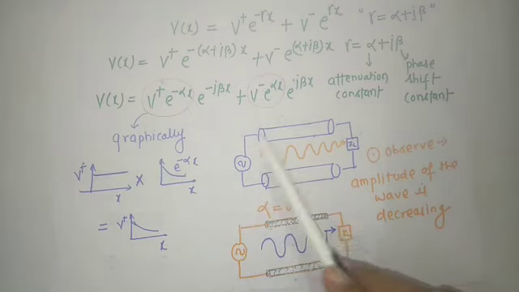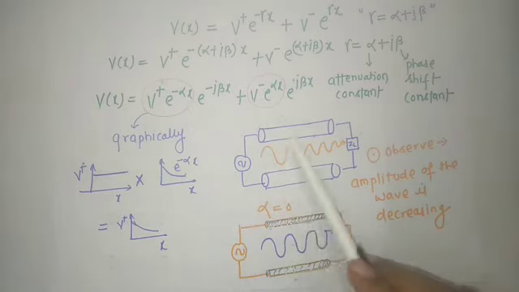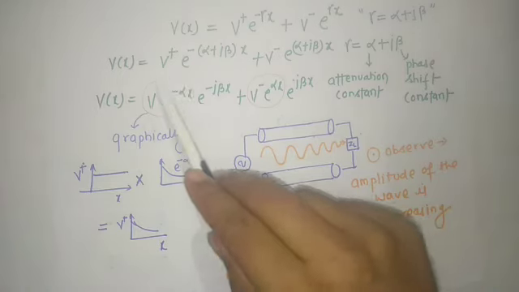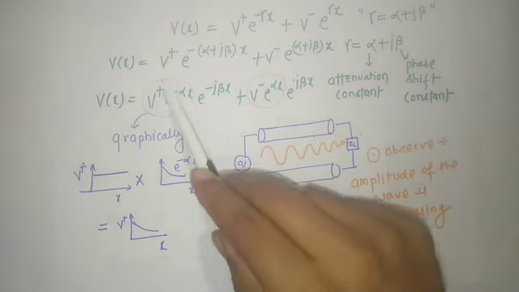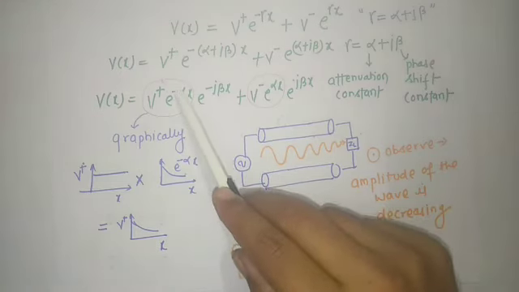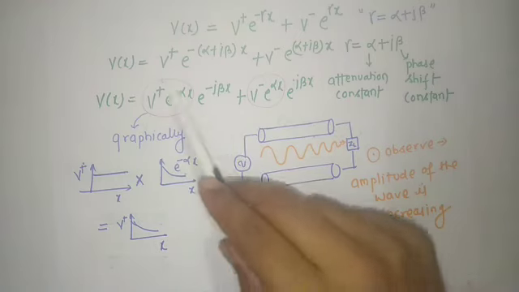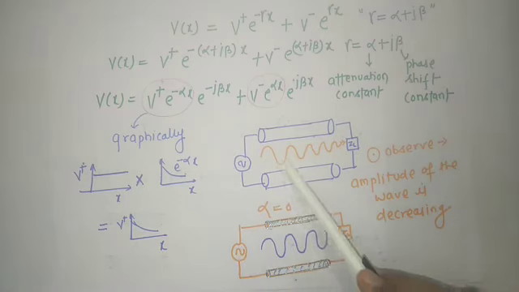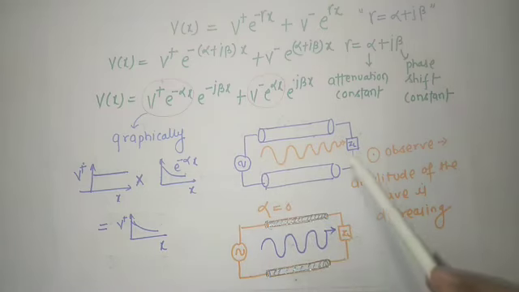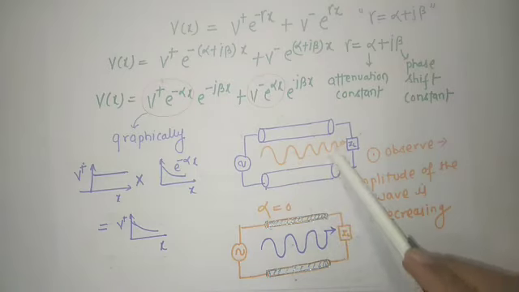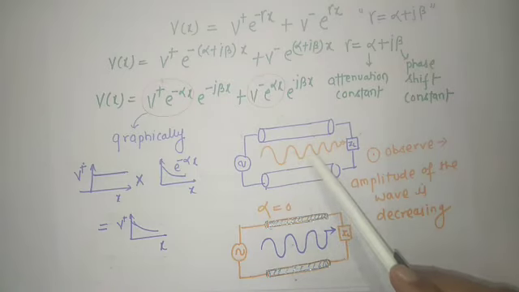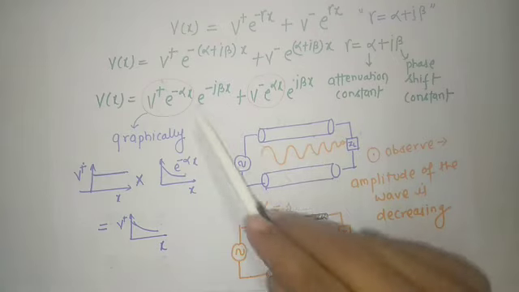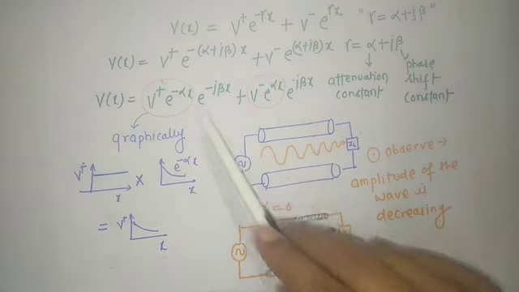Now let's see the graphical representation of this. This term is the amplitude of the forward wave. Now look here, the amplitude of the forward wave which is travelling from source to load is decreasing. Why is it decreasing? Because alpha is present.